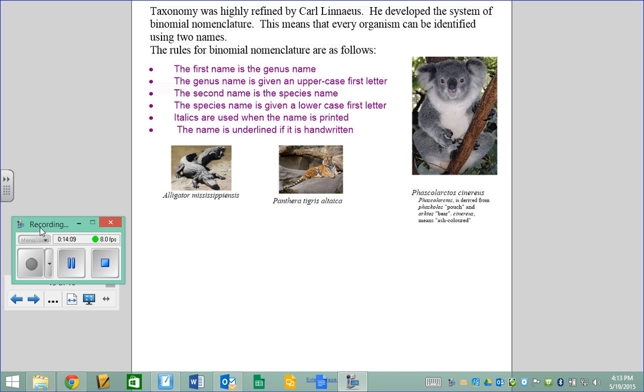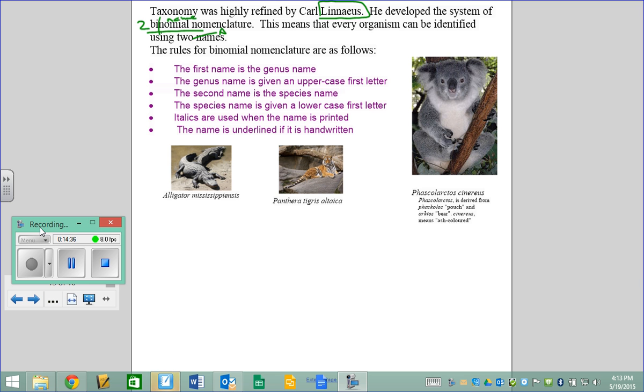Now, when we talk about taxonomy, we talk about the scientific name of an organism. Linnaeus is the guy who probably shows up. He developed this system of what's called binomial. Bi means two, nomial means name. So literally this is two-name nomenclature. Nomenclature, you might remember from Science 10, is a fancy way of saying how we name things. This means that every organism can be identified using two names.